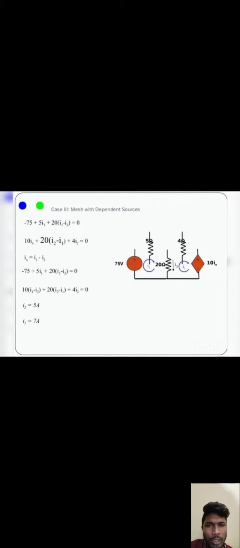Case 3: when the mesh is dependent on a source, how do we do the mesh current analysis? Mesh 1: minus 75 plus 6I1 plus 5I1 plus 20 of (I1 minus I2) is equal to 0. Mesh 2: 10 Ix plus 20 of (I2 minus I1) plus 4I2 is equal to 0, where Ix is equal to I1 minus I2. Here minus 75 plus 5I1 plus 20 of (I1 minus I2) is equal to 0, and 10 of (I1 minus I2) plus 20 of (I2 minus I1); by solving this we can get the answer.